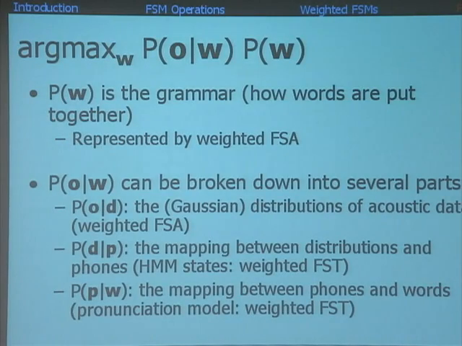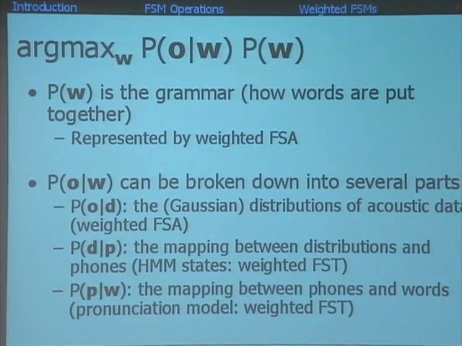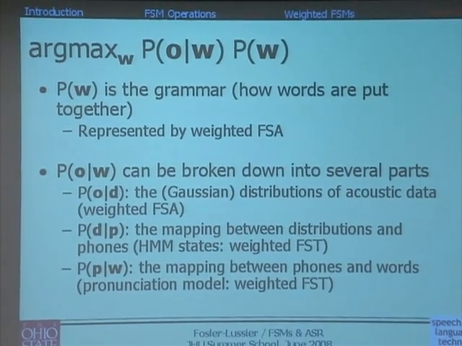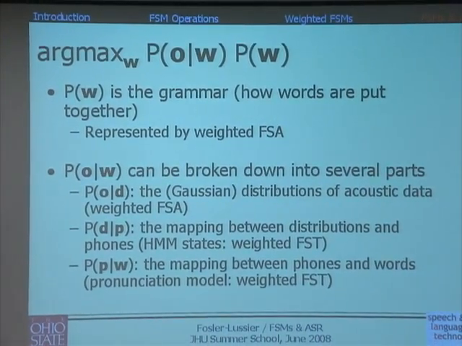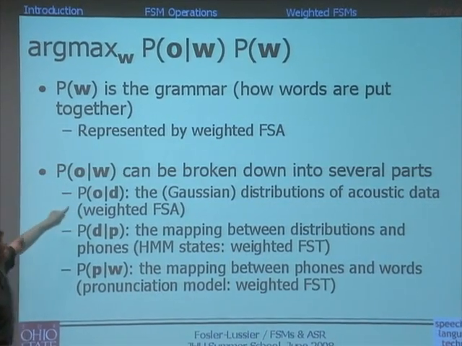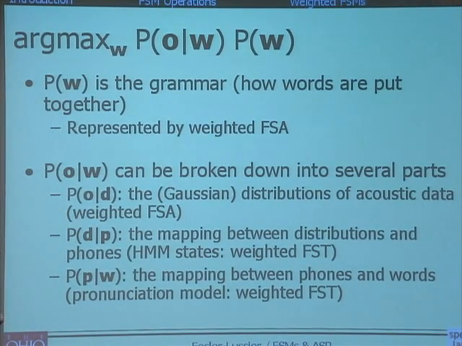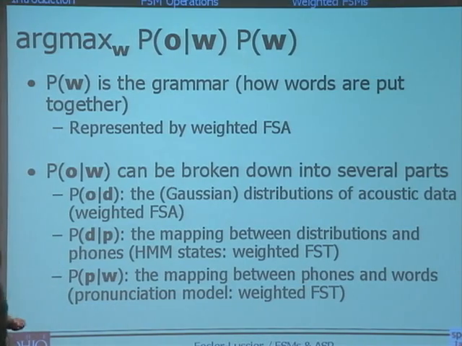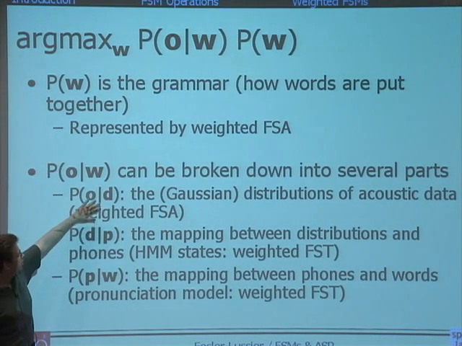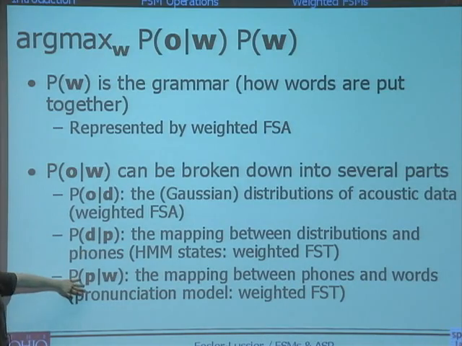This is the same thing I just said. P of W is going to be the grammar. It's going to be represented by a weighted finite state automaton. You can break this down into various pieces. One is the probability of the observations given the Gaussian distributions, the probability of the distributions given the phones, which is essentially the HMM states, and the probability of the phones given the words.